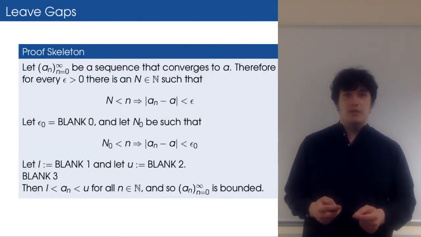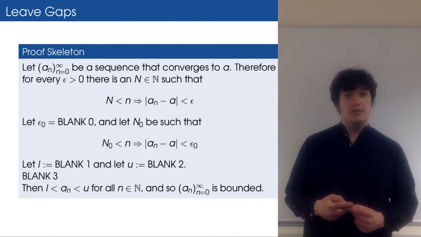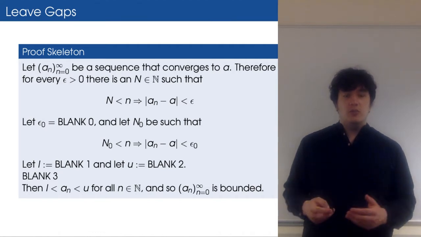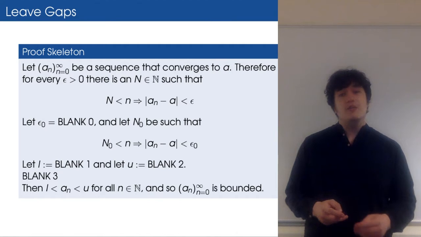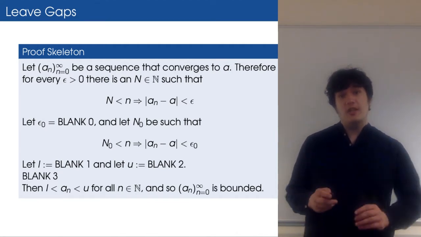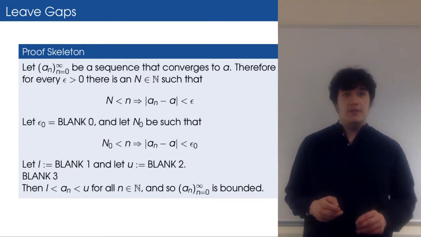Blank 0 is for the epsilon in the definition of convergent. Blank 1 and blank 2 are for the L and U in the definition of bounded. And blank 3 is for verifying that those L and U are actually bounds for the sequence. So let's fill in those gaps.